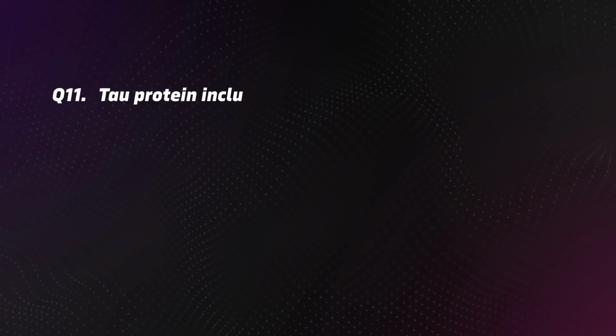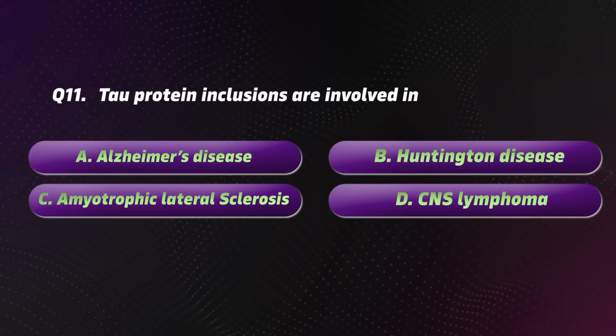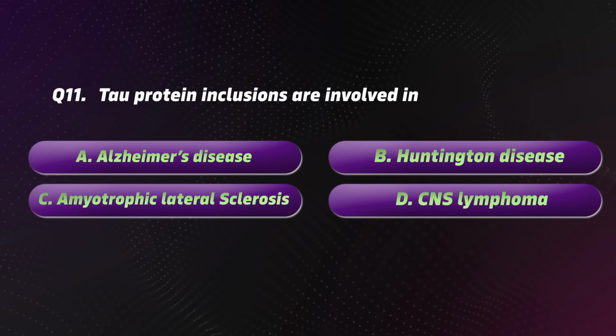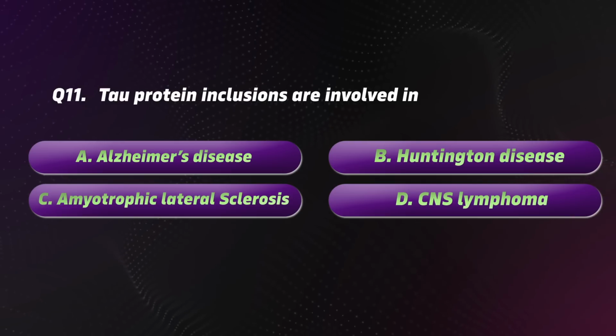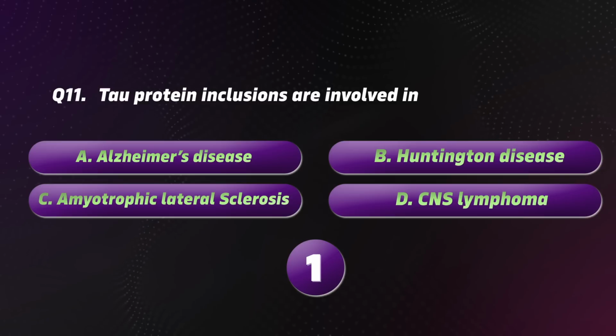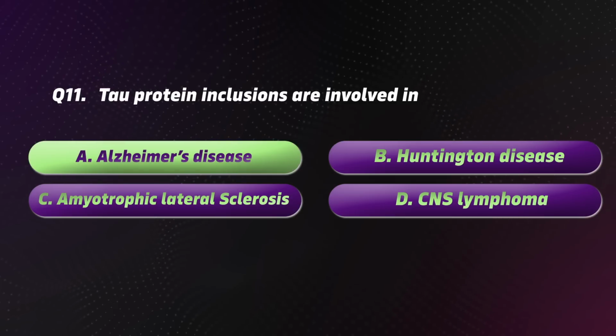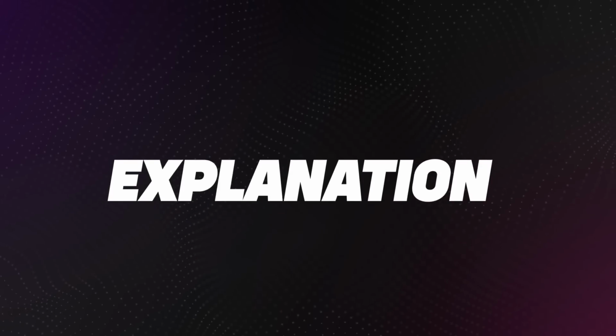Question 11. Tau protein inclusions are involved in. Here are the options. A. Alzheimer's disease. B. Huntington disease. C. Amyotrophic lateral sclerosis. D. CNS lymphoma. And the correct answer is option A. Alzheimer's disease. Here's the explanation.